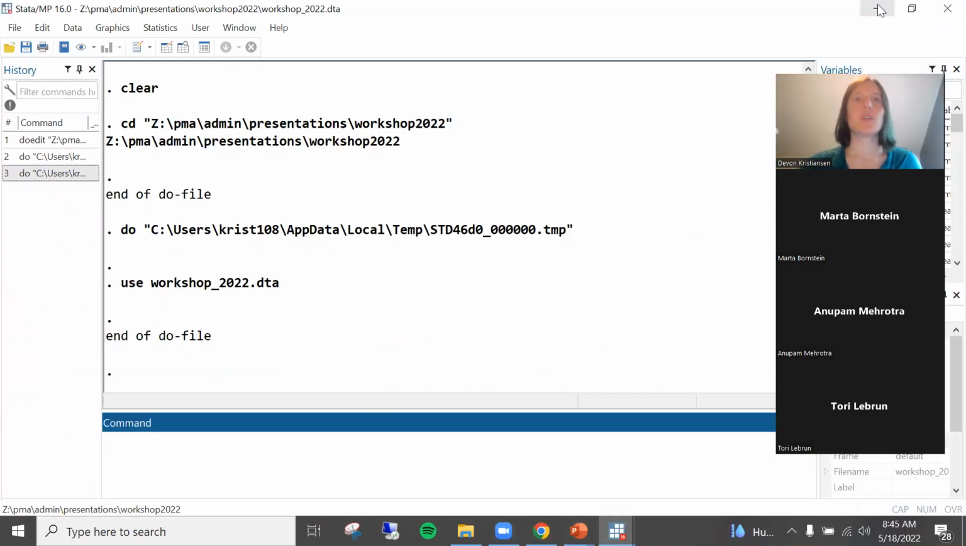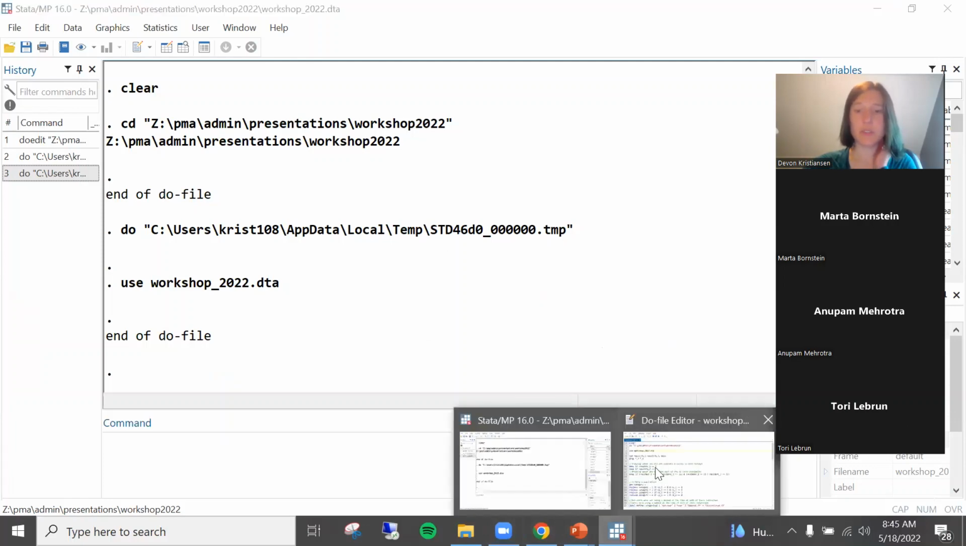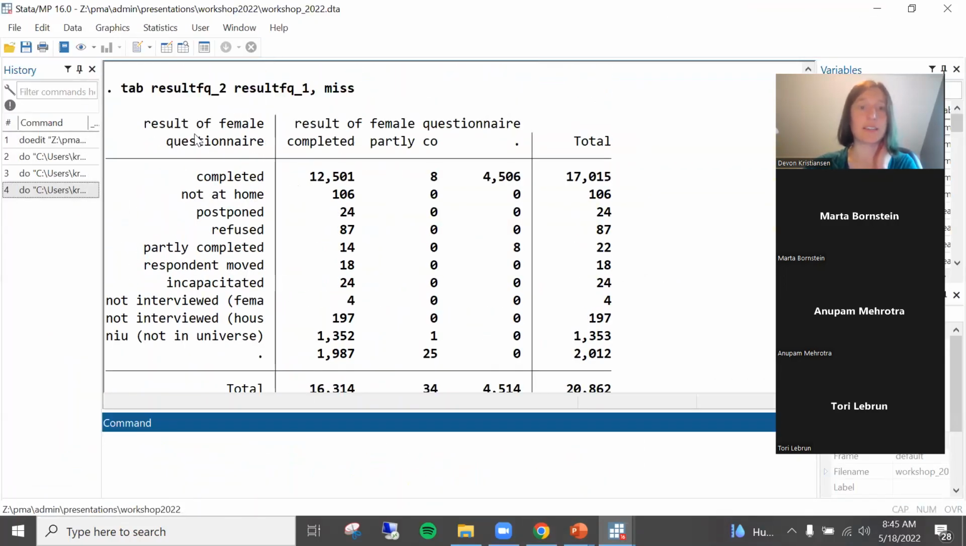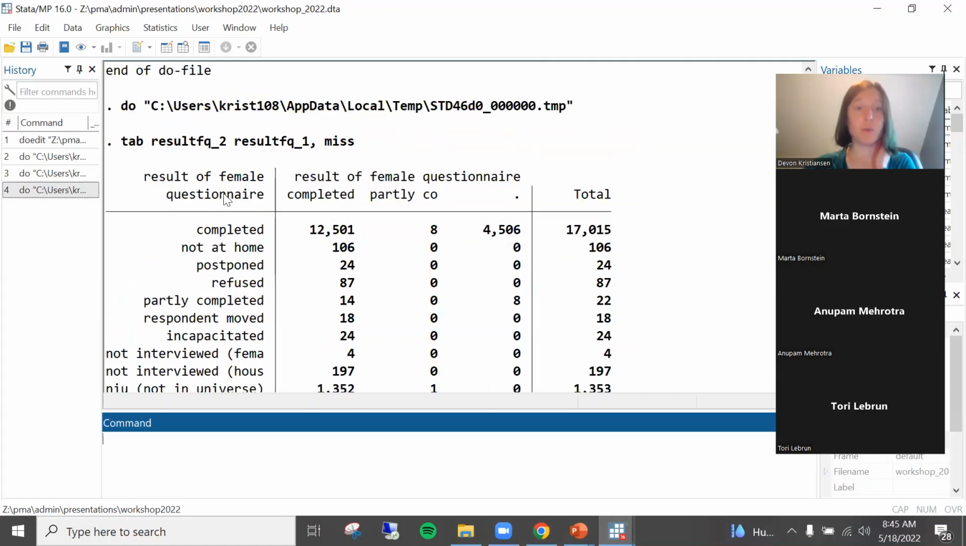Great. So first things first, whenever I open a data file, I like to get a sense of the content of the file. So I'm going to do a cross tabulation of those two versions of this result variable. So I want to take a look at how many women completed both questionnaires. So the column here is result FQ_1. So that's the result in phase 1.